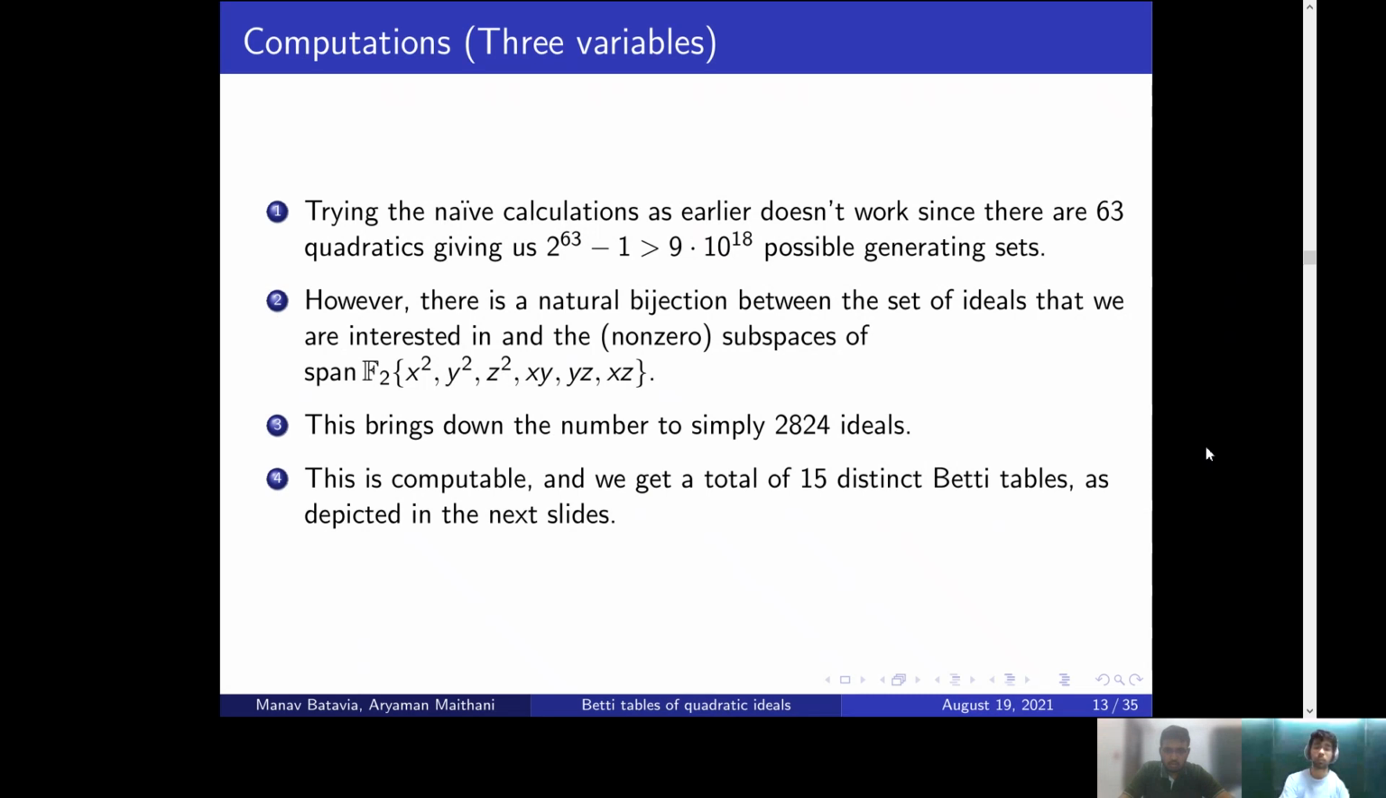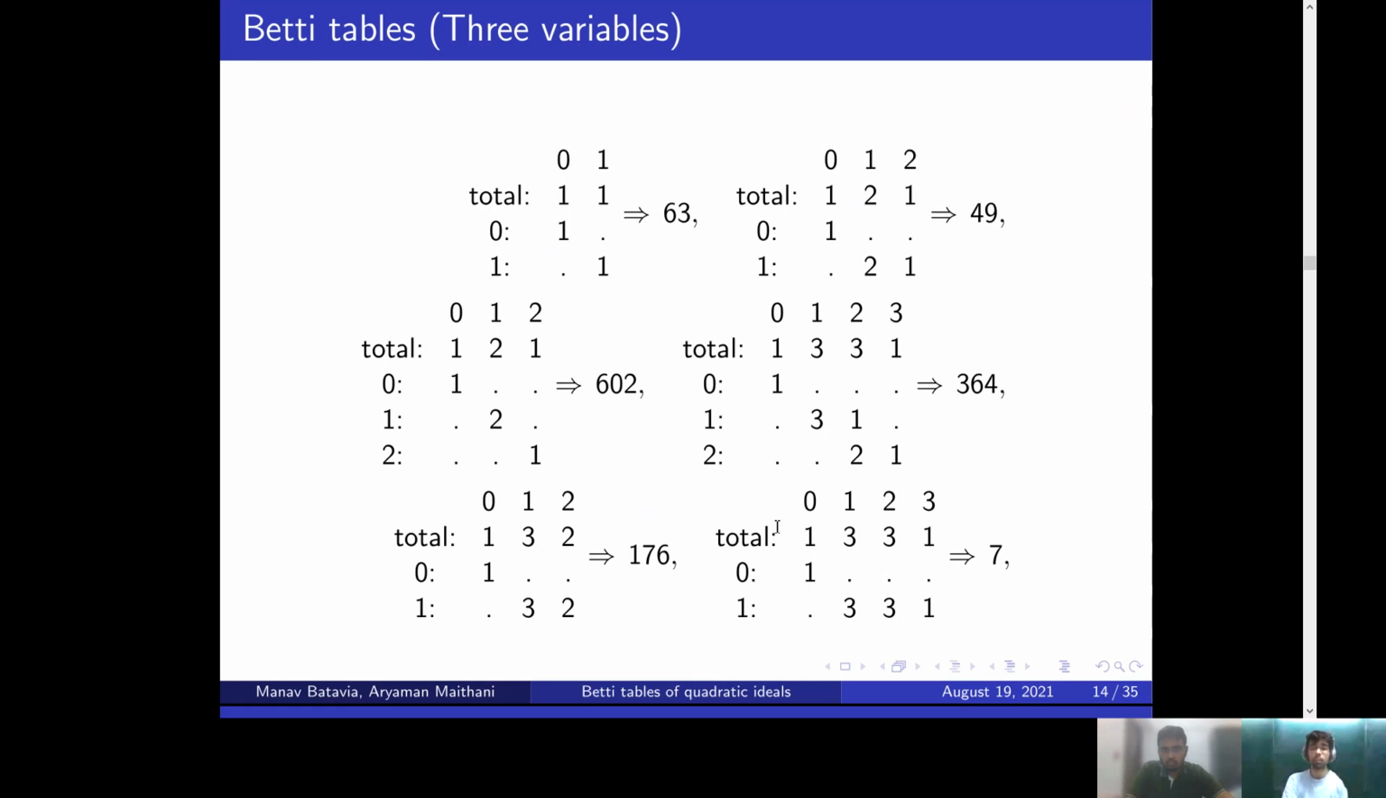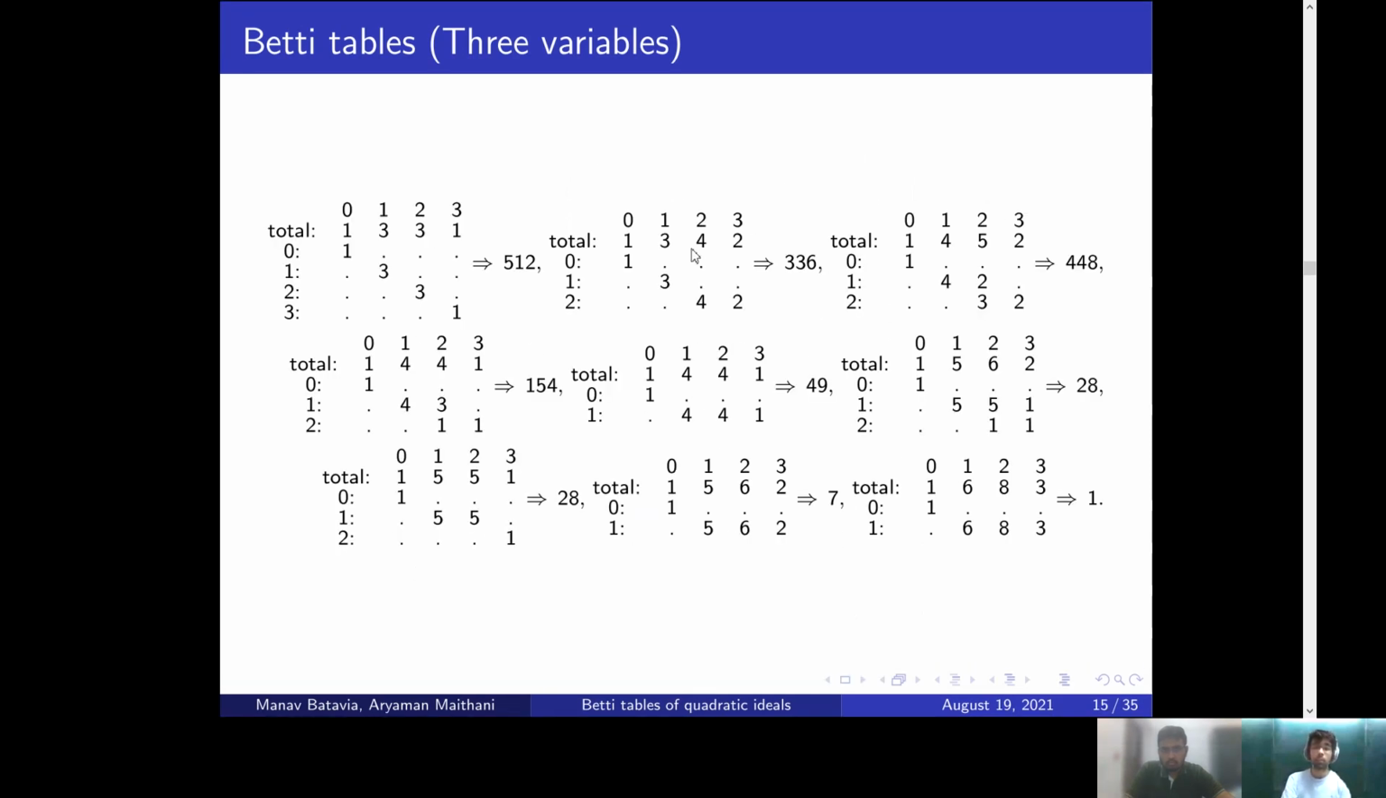We have depicted them on the next slides. So here are 6 and here are 9. One thing to notice is that the first Betti number will always be a 1 because we are just mapping R onto R mod I. And the second column will actually give us the number of generators which are needed to generate the ideal, the minimum number of generators. So we can see that there are 5 of them: 1, 2, 3, and 2 more on the next slide, which require 3 generators and no fewer.